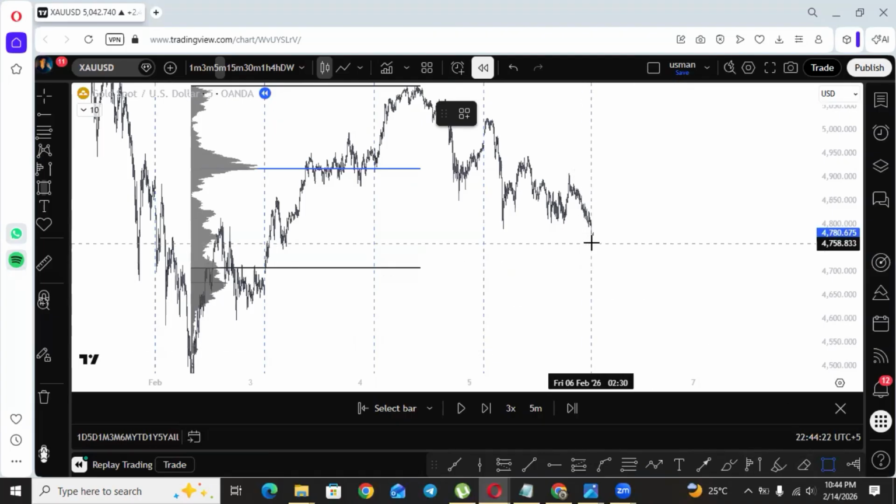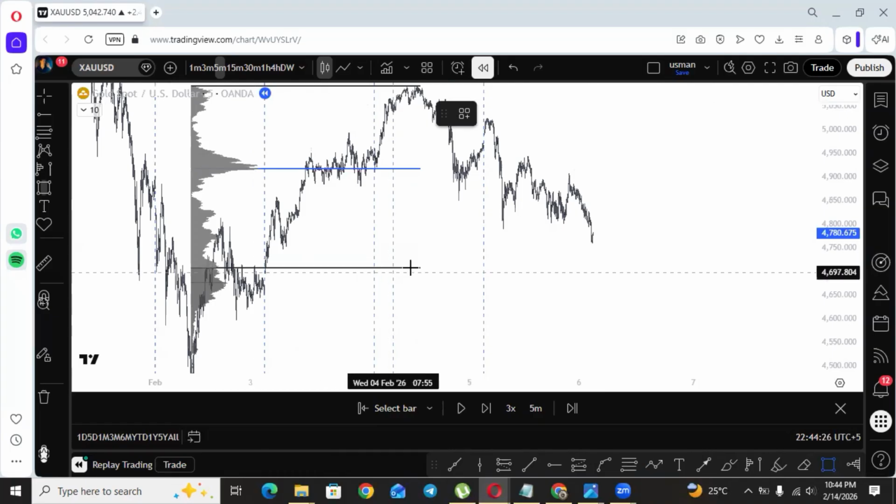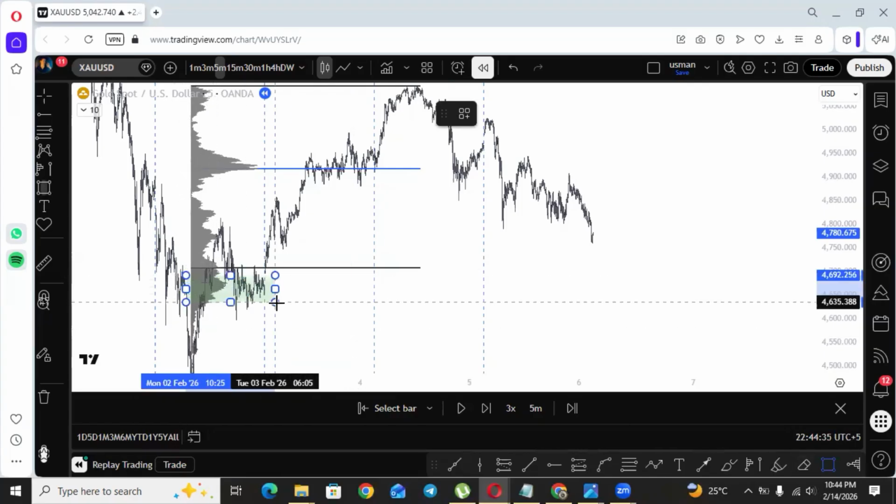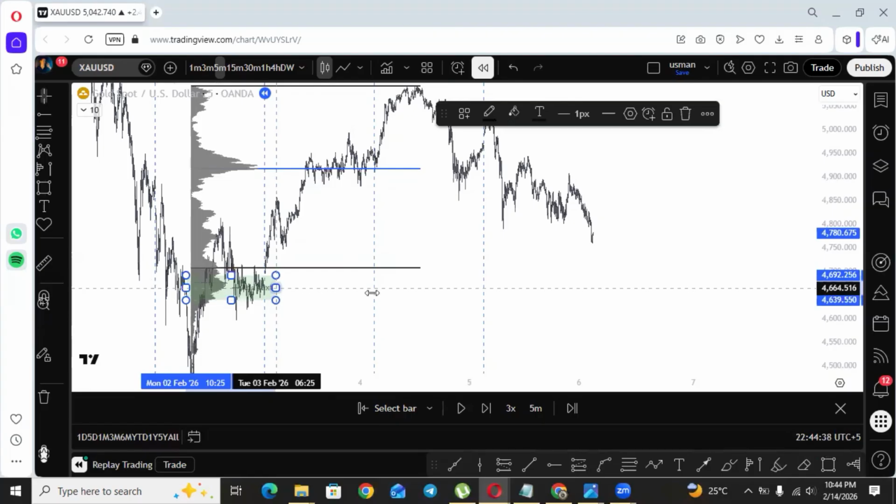What is the potential area where we can expect a buy? This is the area, a low volume node, where we can expect a buy position. But below this, we have a high volume cluster over here. We can mark this cluster as our potential buying area. Okay, I will mark this cluster.